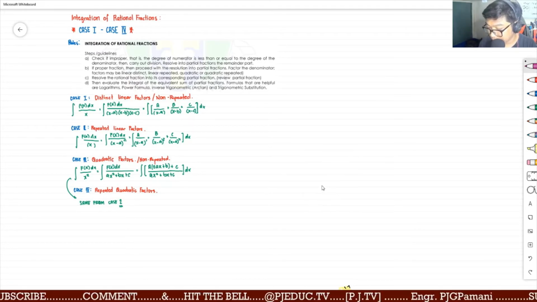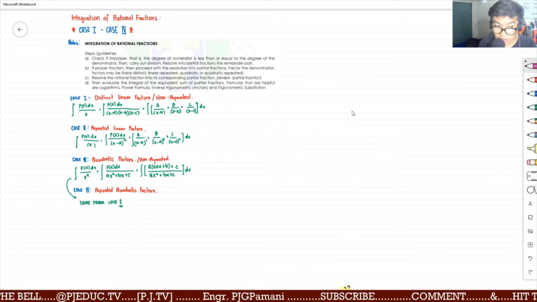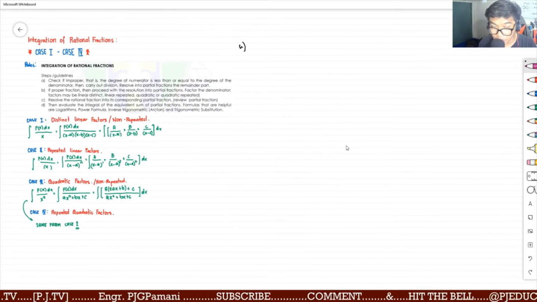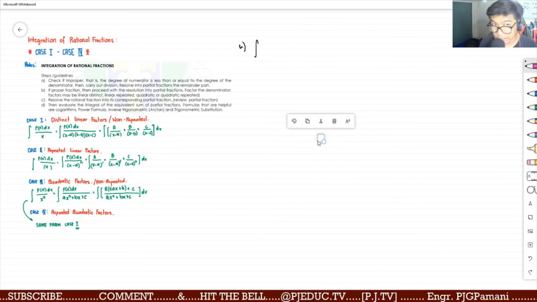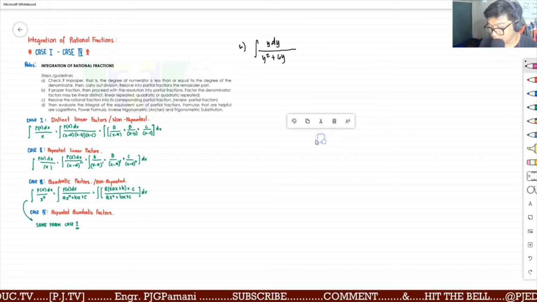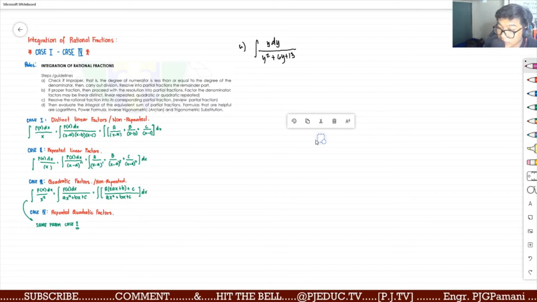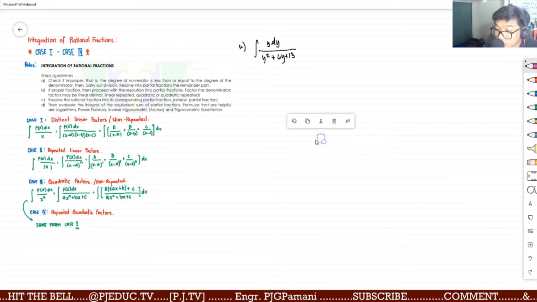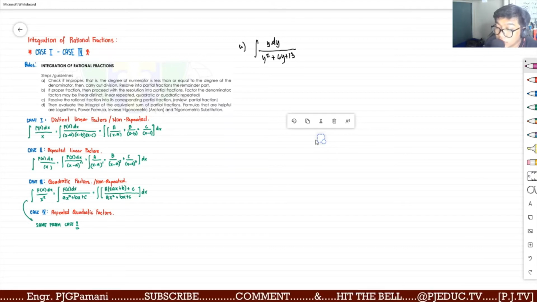Now, how about if you're asked to evaluate this given problem? Number 6. Check muna natin kung anong type ng problem. Anong case? So, given, you're now asked to evaluate the indefinite integral of y dy over y squared plus 6y plus 13. Anong gagawin nyo dyan ngayon? Anong gagawin natin dyan ngayon?